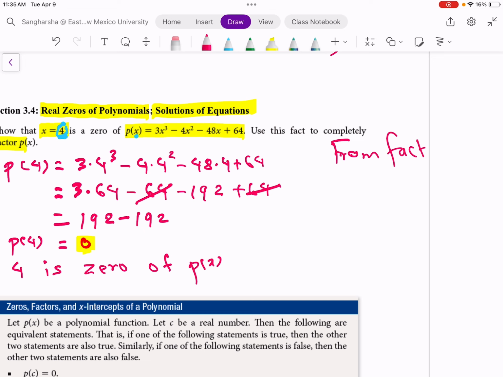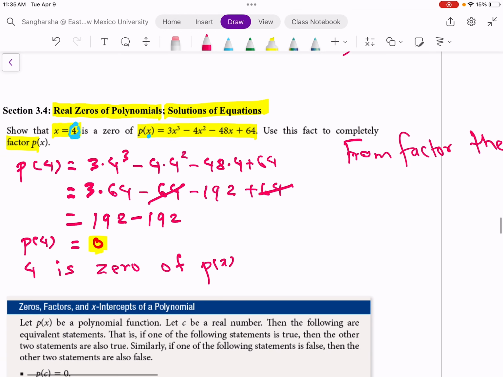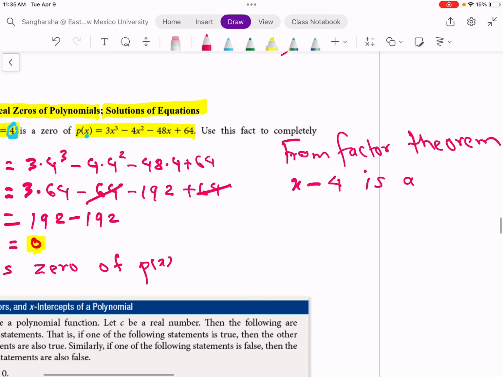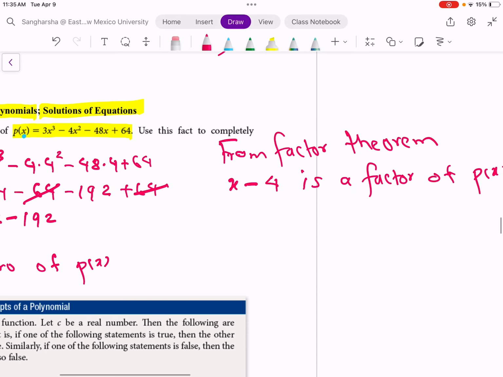From the factor theorem, we know p of 4 is 0. So if p of any number equals 0, then x minus that number is a factor. Our number is 4, so x minus 4 is a factor of p of x. But it has to equal 0. If you get output 0 for any input, then x minus that input is always a factor of our polynomial p of x.